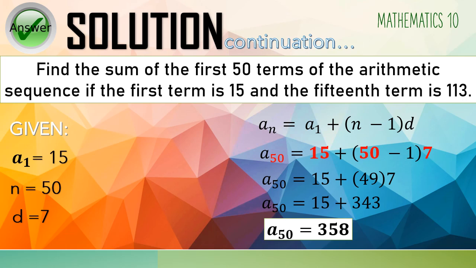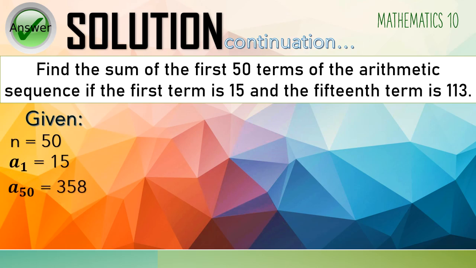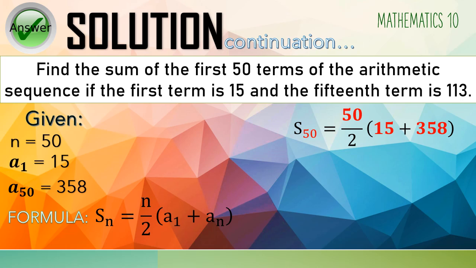And of course, after this, since we do have the value for the 50th term already, we can now proceed with the formula of arithmetic series. So here, I will just list down all the data so that I will not mislook the data to be substituted in the formula. So here, n is 50 because we are tasked to find out the sum of the first 50 terms. And we have here in the given data, our first term is 15. And our a sub n, the value that we've got a while ago, is 358. And so we can now substitute in the formula.